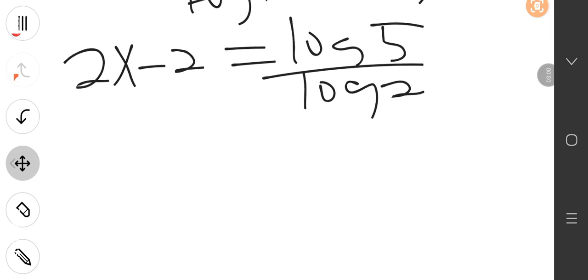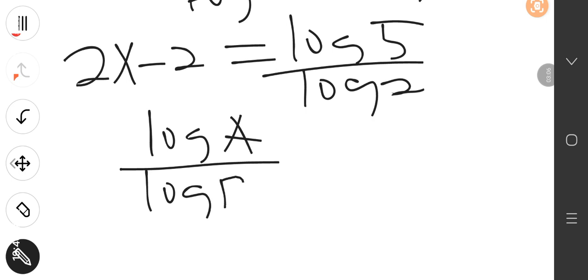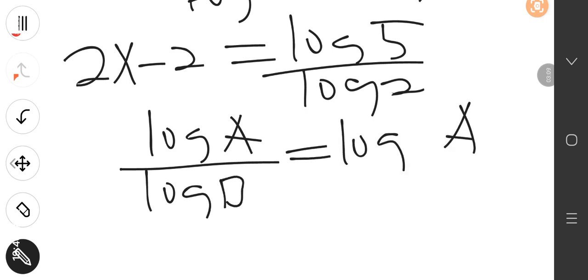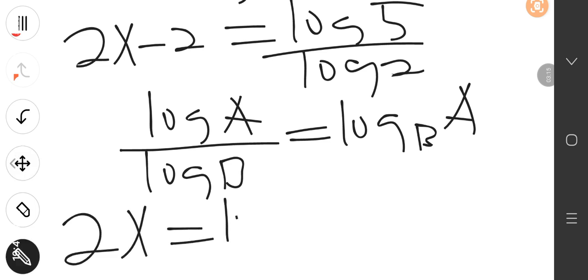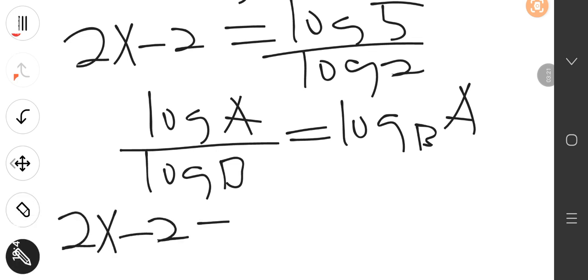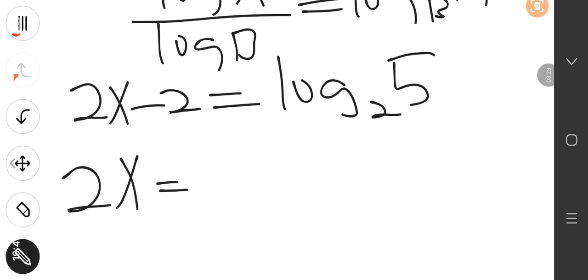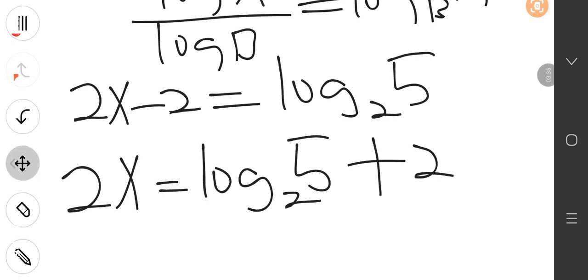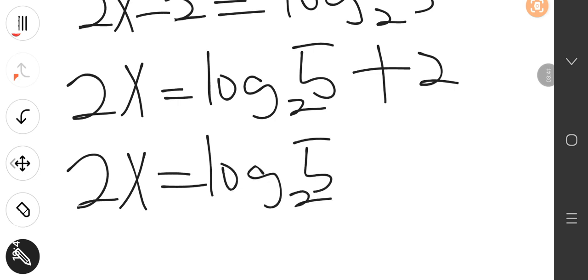Now let's apply the change of base formula here. So log a over log b equals log a base b. So our equation becomes 2x minus 2 equals log 5 base 2. Okay, so our equation becomes 2x equals log 5 base 2 plus 2.